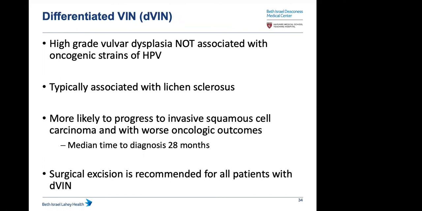For differentiated VIN, this is also another high-grade vulvar dysplasia, but not associated with the oncogenic strains of HPV. This is typically associated with lichen sclerosis, but unfortunately, it's more likely to progress to invasive squamous cell carcinoma, and these patients tend to have worse oncologic outcomes. The time for progression from DVIN to cancer, as opposed to HSIL to cancer, is shorter. Again, these are much more virulent than HSIL. And so surgical excision is recommended for all patients with DVIN because the risk of finding concurrent squamous cell carcinoma at the time of diagnosis is also greater than with HSIL. So laser ablation and medical management are not favored for patients with DVIN.